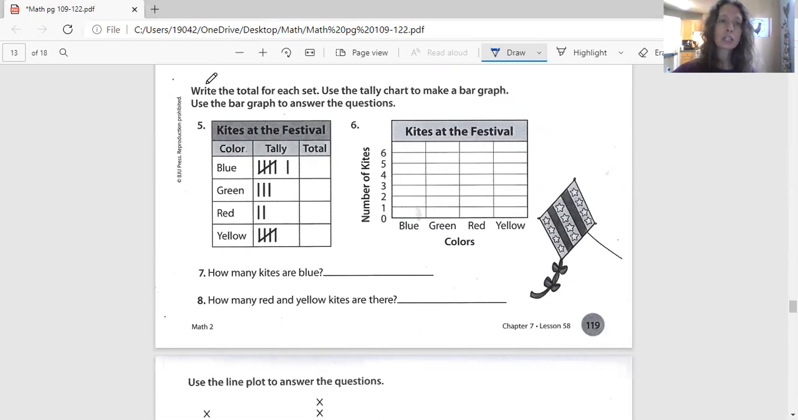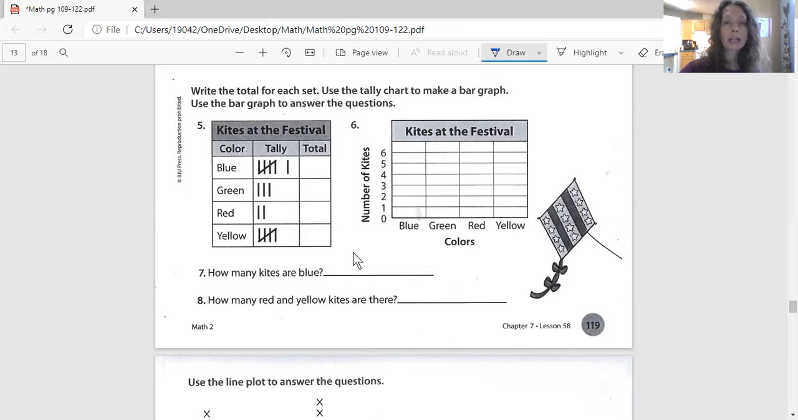The next section says, write the total for each set. Use the tally chart to make a bar graph. Use the bar graph to answer the questions. Okay, this is going to be kind of a little bit in depth here. I'm going to help you with some of this, and I'm going to have you fill the rest in. So the first thing we need to do is fill in this part right here. We need to know how many of each we see on the tally marks, okay? I'm going to help you. Let's do the first one, to give you the first one as a freebie.